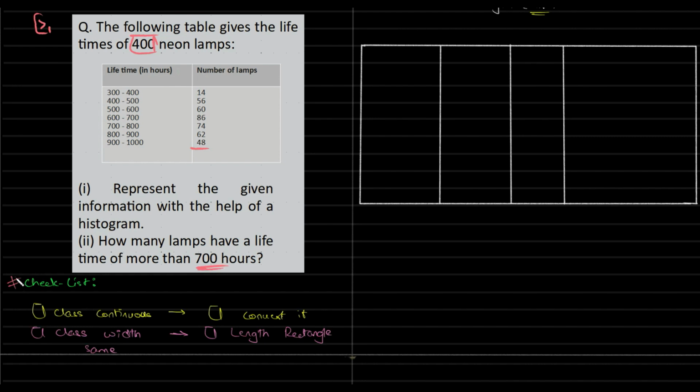First thing is the checklist. Is the class continuous? 400, 500, 600? Yes, so we don't need to do this. Is the class width the same? This is 100, 100, 100, 100, 100, 100, 100. Right? So this is also the same. So basically we need not copy or do anything over here. We just have to represent this on a sheet of graph. For just a minute, I'll copy this onto a sheet of paper, and done.